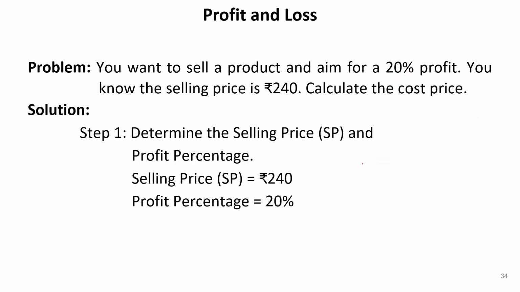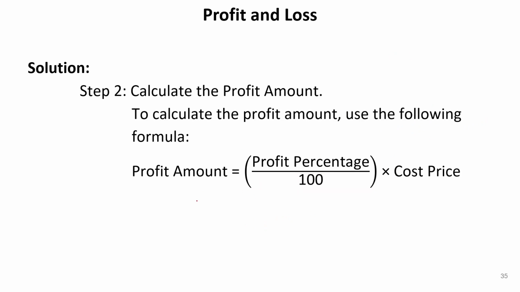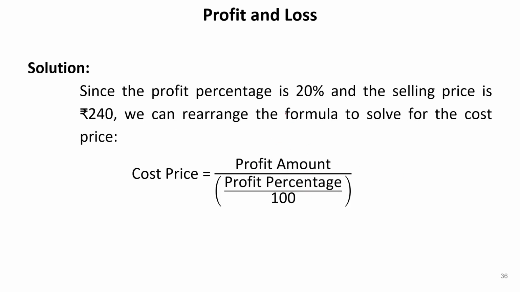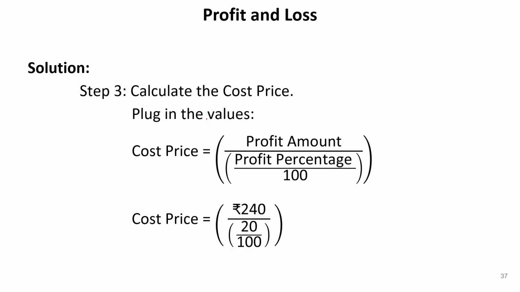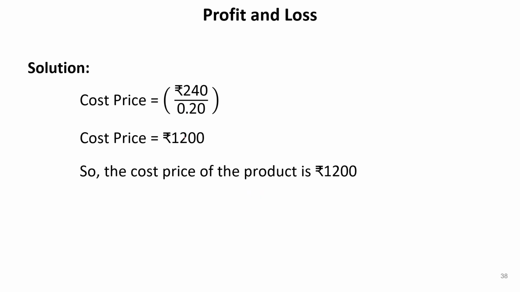Or we can also, so determining the selling price. So selling price is what? 240. So profit percentage is equal to 20%. Okay, so using this formula, profit amount is equal to profit percentage by 100 into cost price. So this will be equal to profit percentage 20%, right? So plugging the values, what we are left with is 240 by 20 by 100. So this will be equal to 1200. So 1200 will be the cost price of that article. Okay, so the cost price for the product is 1200. So this is the correct answer.